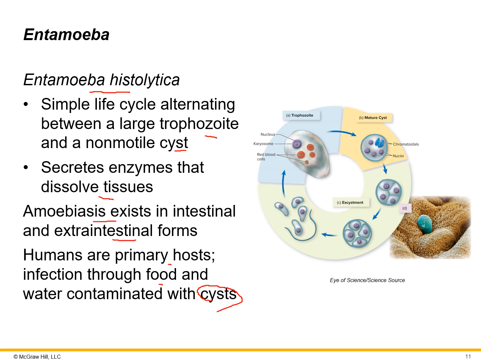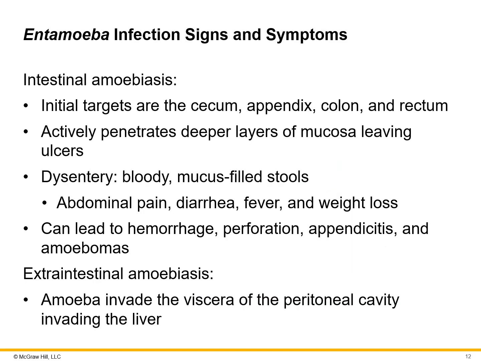So again, a dormant kind of state, not as resilient as the endospores, but again, you can see the mature cyst up here that develops, and then it progresses through to the trophozoite, which is actually the feeding stage of the protist. All right, so some of the signs and symptoms, so looking first at the intestinal amoebiasis.